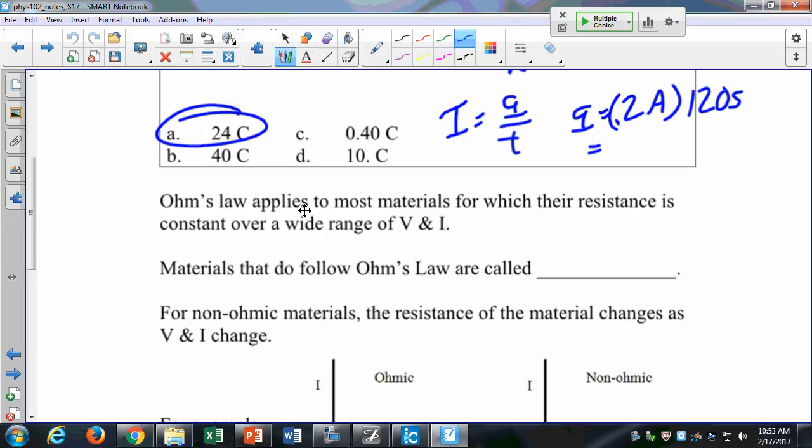All right, so Ohm's law applies to most materials for which their resistance is constant over a wide range of voltage and current, meaning that the voltage is proportional to the current, or vice versa really, that if we provide energy in voltage, then that provides current. And if I increase my voltage by a certain amount, I increase my current by that same factor. Materials that do follow Ohm's law are called ohmic.